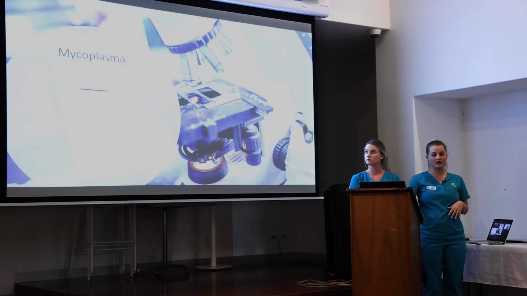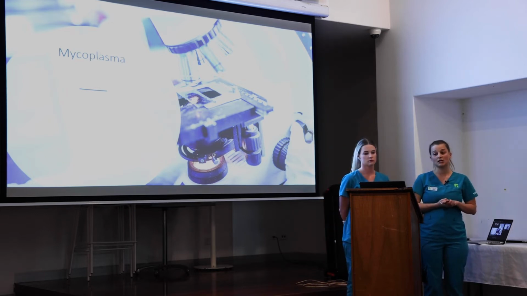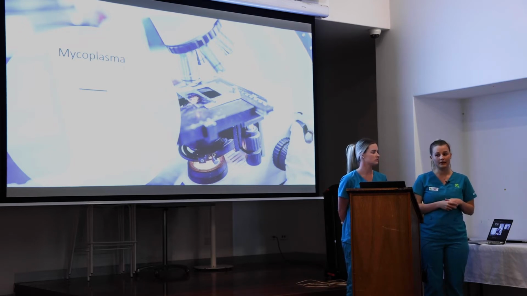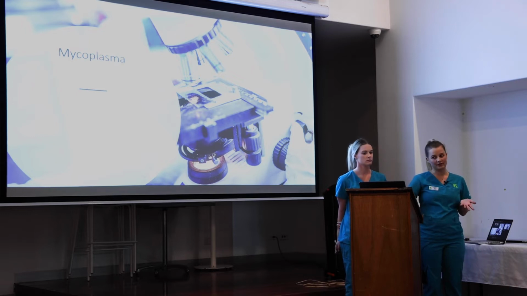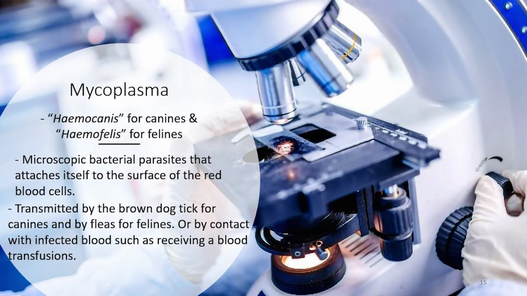Now, some of you may not be familiar with the word mycoplasma, and you might be wondering what that is. So mycoplasma is a family of bacteria that can affect many parts of the body, can affect the skin, the lungs, the urinary tract. But for this particular seminar, what's important to know is that it can affect the blood. So depending on the strains contracted, if our canines were to have a strain called Haemocanis or our felines were to have a strain called Haemophilus, it's basically a microscopic bacterial parasite that attaches itself to the surface of red blood cells. So for canines, it can severely affect immune-compromised dogs.